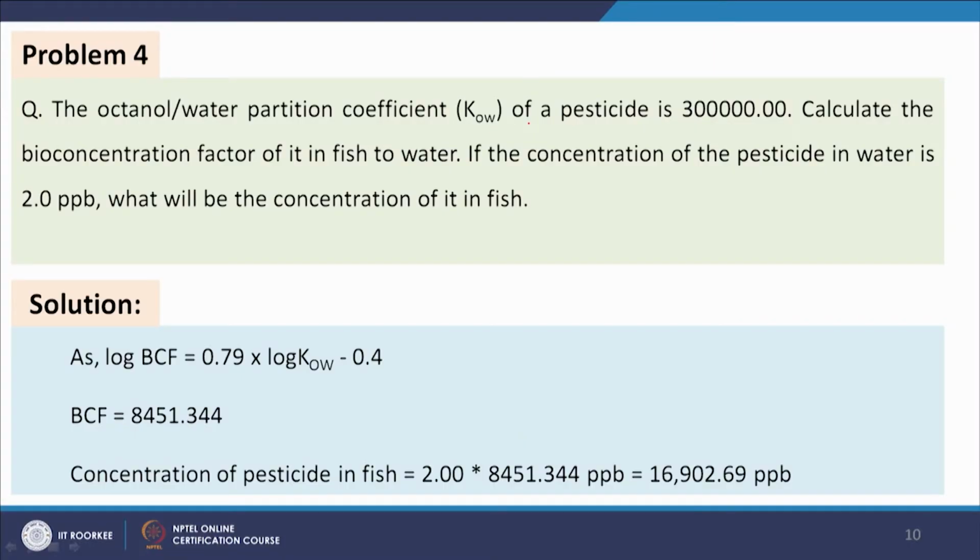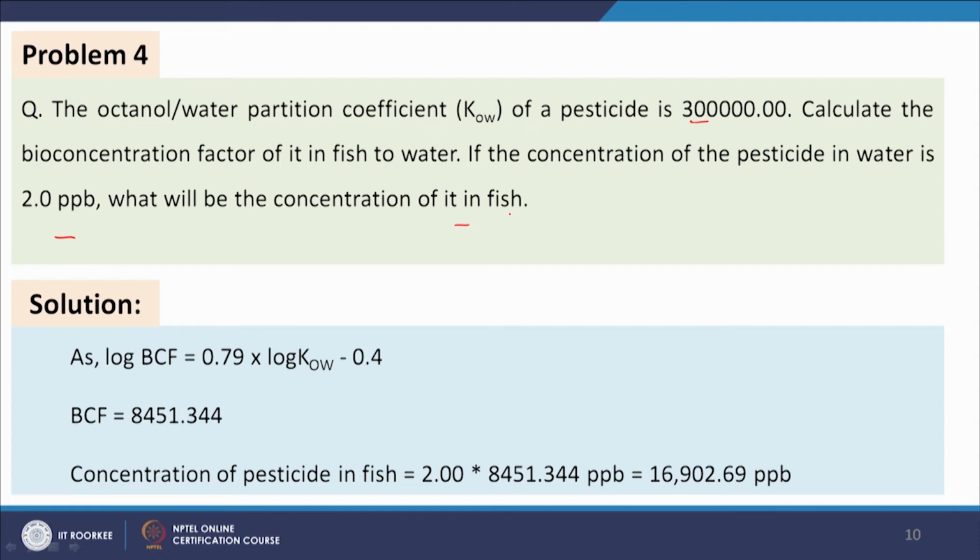Now, we see problem number 4. The statement is, the octanol water partition coefficient Kow of a pesticide is 3 lakhs. Calculate the bioconcentration factor of it in fish to water. If the concentration of the pesticide in water is 2 ppb, what will be the concentration of it in fish?